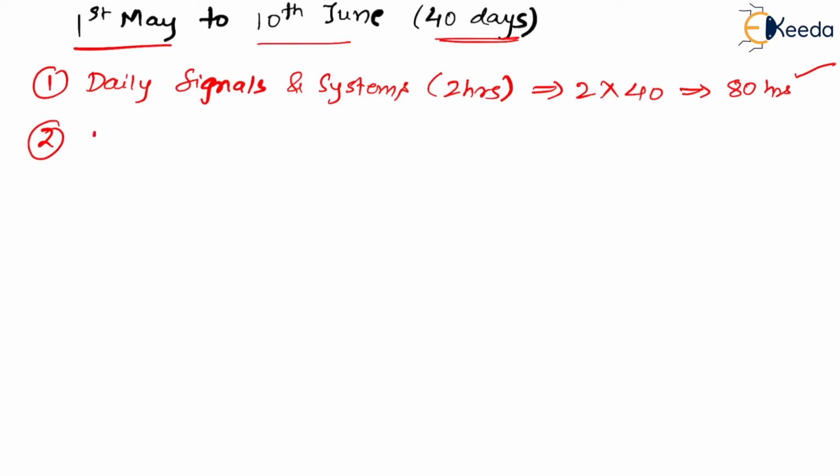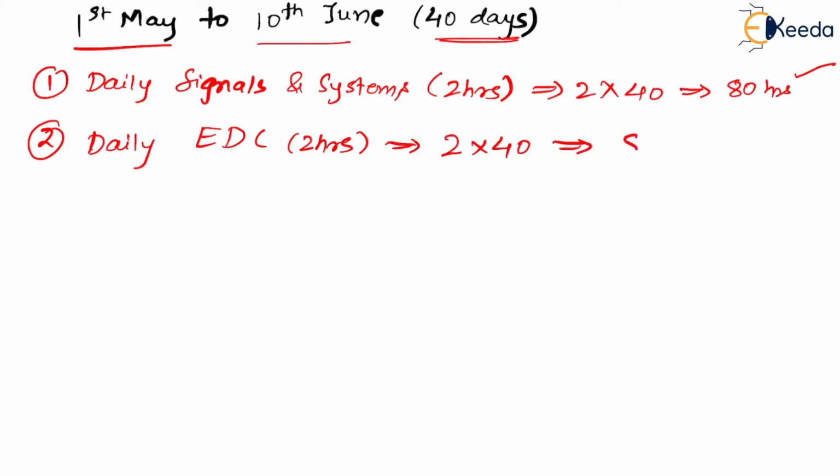Then the second thing you have to do along with signals and systems is to prepare EDC, electronic devices and circuits, daily. Why? Because EDC will be very helpful in understanding analog, and signals and systems will be very important in understanding communications. So we have to deal with signals and systems and EDC first. So daily you have to study EDC as well for 2 hours. If you study 2 hours EDC and 2 hours signals and systems, so 2 into 40, you will be able to complete again 80 hours of the content.